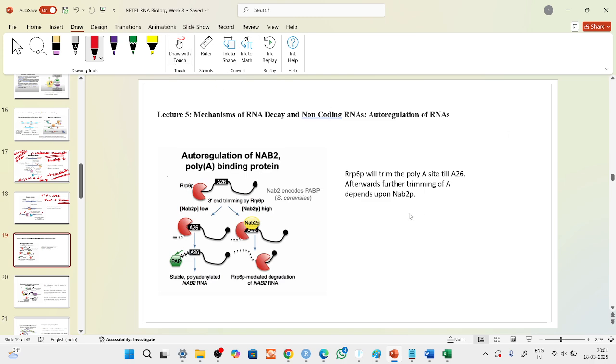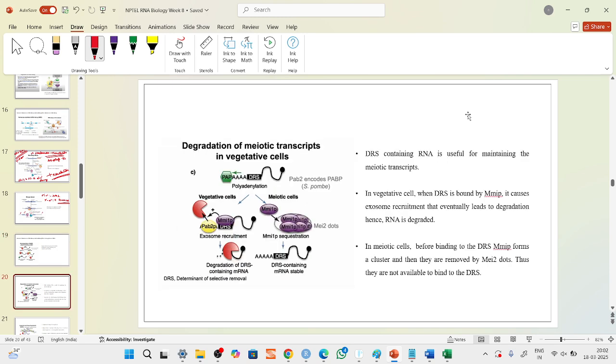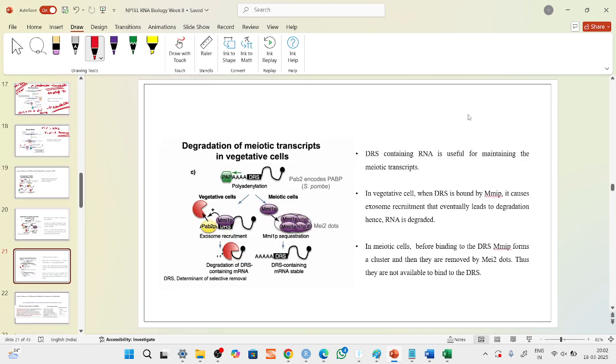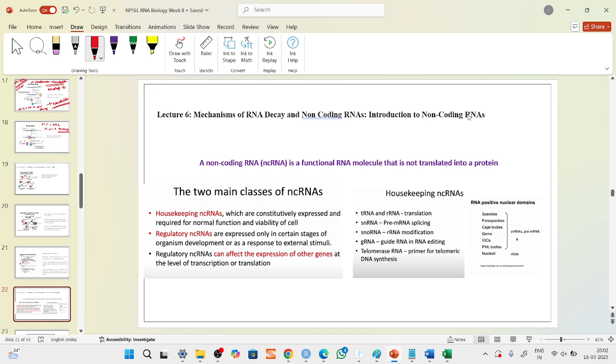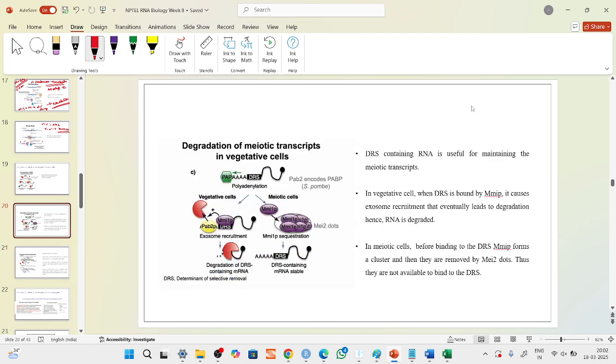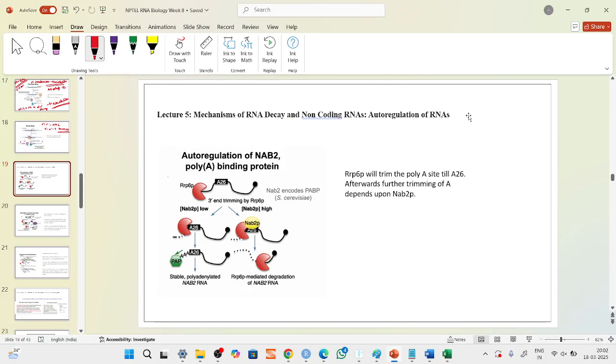Then comes auto-regulation of RNA. So basically, what happens? Sometimes, to prevent the decay of the RNA, some kinds of auto-regulation events also take place. Here I will not be explaining much because there are just different examples given for auto-regulation. You just have to go through them. There are different examples.